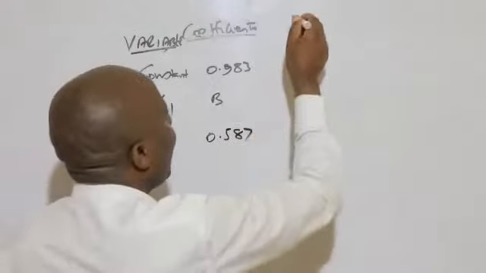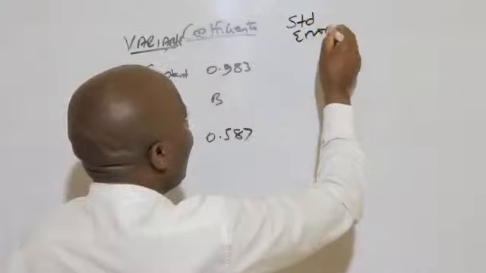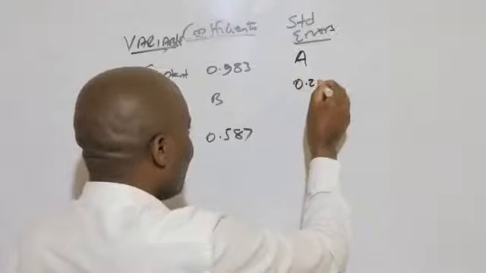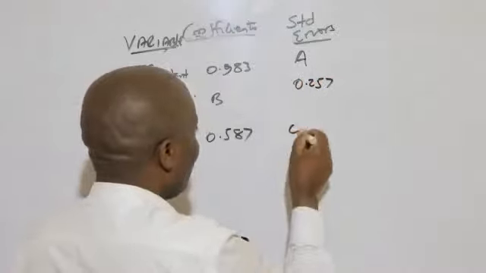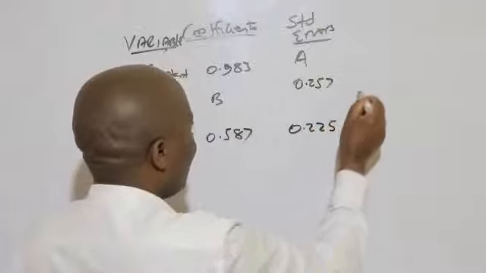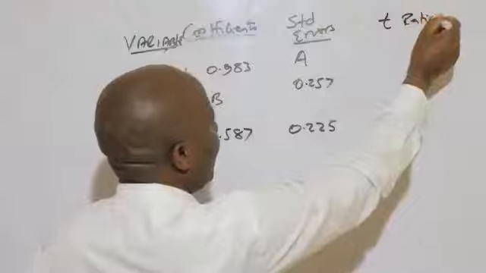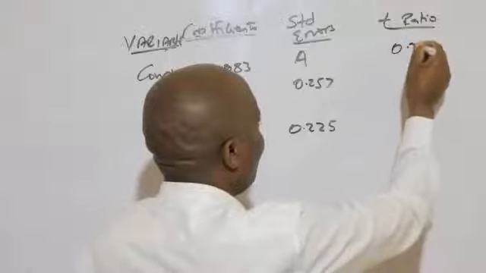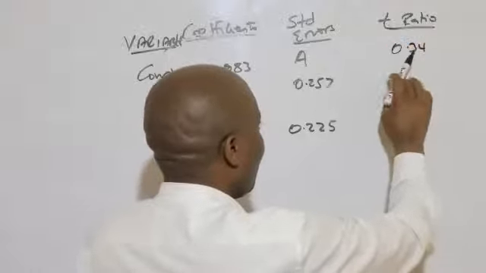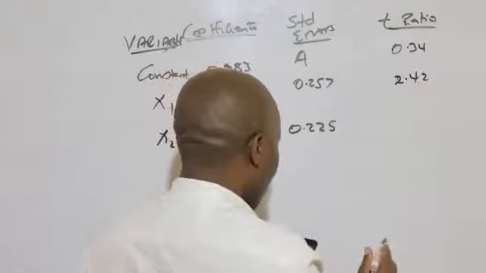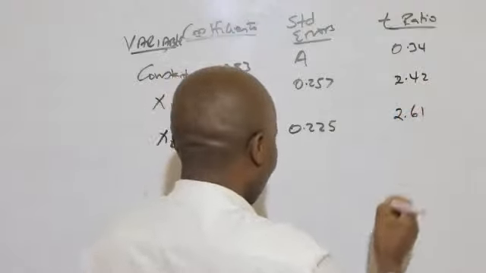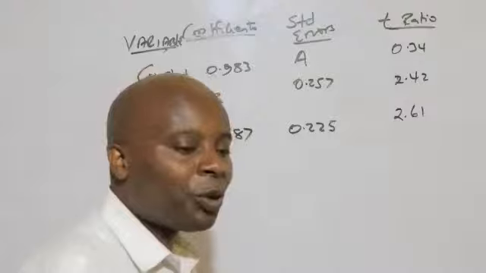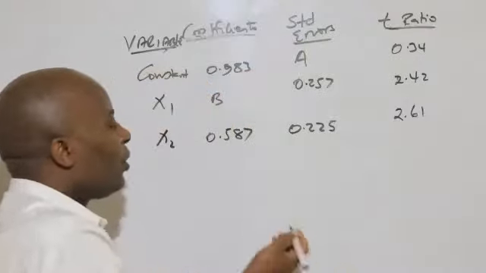Then they have given us the standard errors. The standard errors, we have A, we have 0.257, we have 0.225, and then they have given us the T ratios. The T ratios, we have 0.34, we have 2.42, and then lastly we have 2.61. So out of these T ratios, a good student, ladies and gentlemen, will be able to get these missing values because we know the formula.